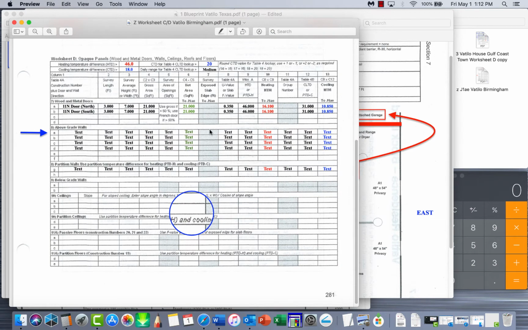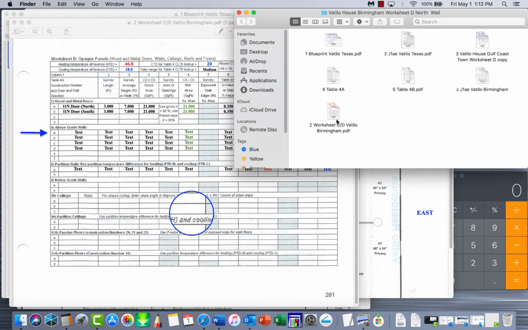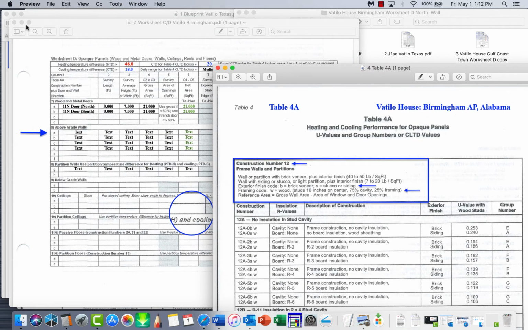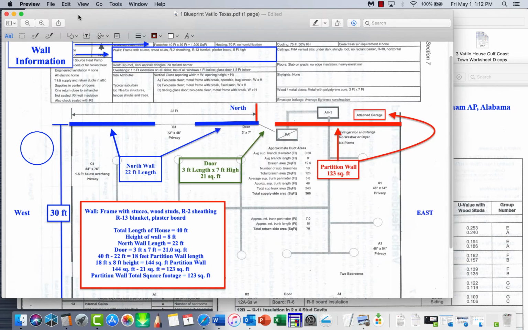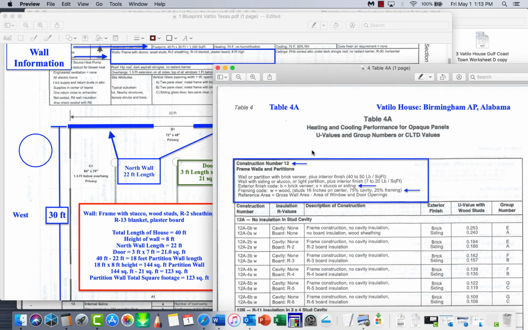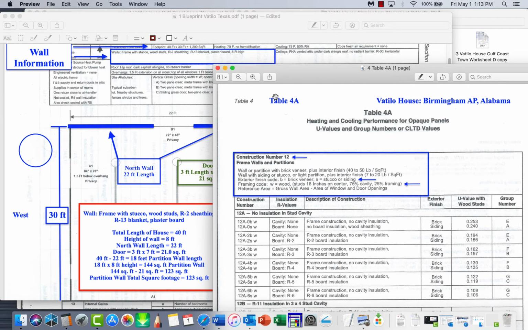So let's take a look at the worksheet and start working there. The first thing we have to do is construction. The construction tells you it comes from table 4A, and we know what the construction is because we have that on the worksheet. So table 4A here. Okay, and there's your 12. I'm going to close some of this right now so we can take a better look at what we actually have. Frame with stucco wall, wood stud, R2 sheathing, R13 blanket in the wall, plasterboard on the inside, 8 foot high. So for construction, when you're going through your tables, table 4A, there's your 12 right there.